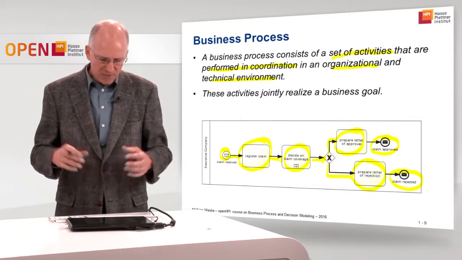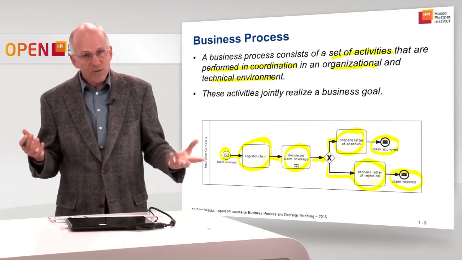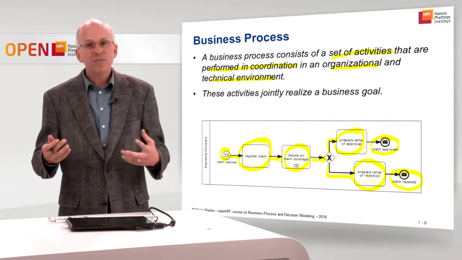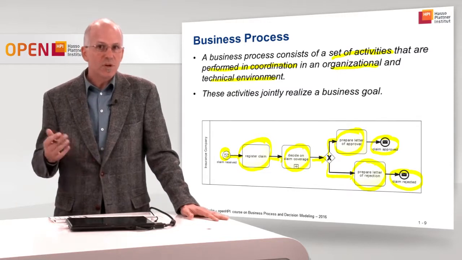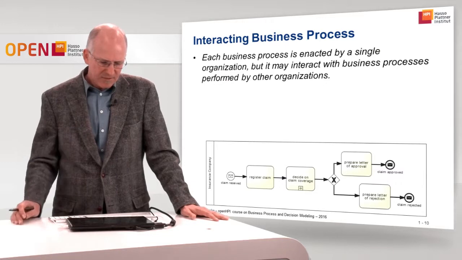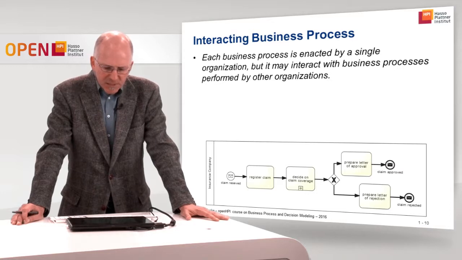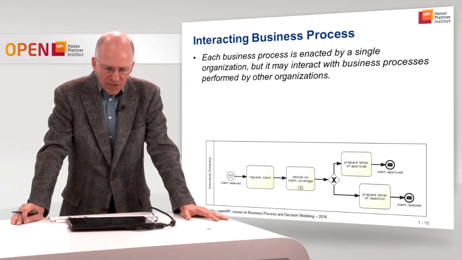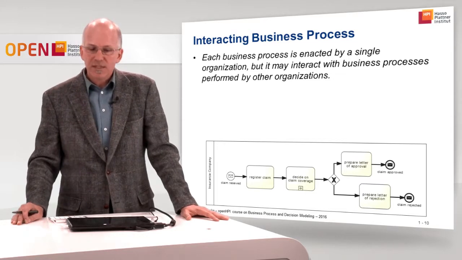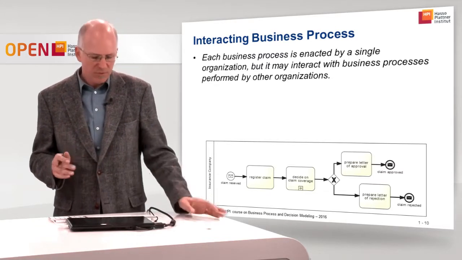And we also see that all these activities jointly realize a business goal. In both cases, when the claim is approved or when the claim is rejected, the business goal of the insurance company is fulfilled, obviously. All right. Related to the scoping of business processes, each business process is enacted by a single organization, but it may interact with business processes performed by other organizations. So the scope of a process is always an organization. That's important to remember.